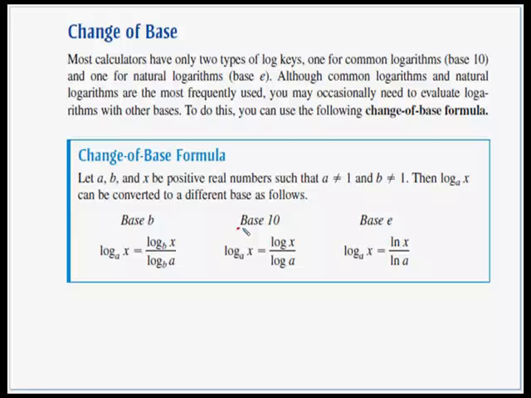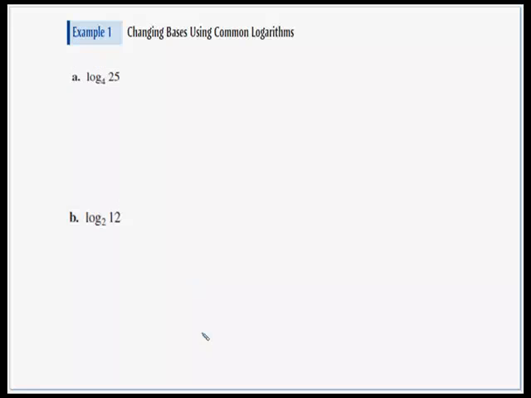We could convert to base 10, just the common log of x over the common log of a. Again, the old base comes down here in the denominator, and this old number we were logging goes up into the numerator. And we can also, of course, do that with base e, the natural logarithm. So log base a of x is the ln of x over the ln of a. And we would just punch those in the calculator, divide, and get the answer.